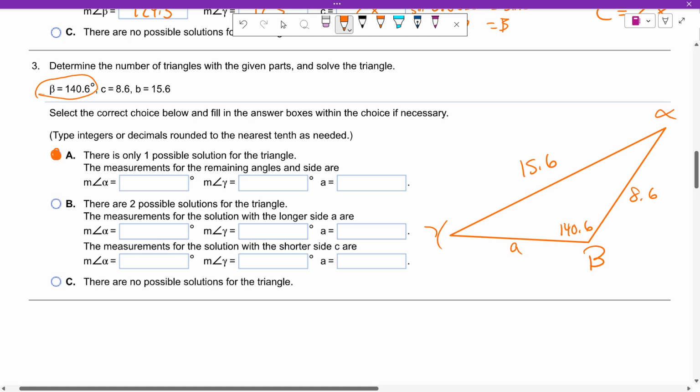And I solve away. Now, because I already have one obtuse angle, I can just do the law of sines and figure it out, just like we did the other day. Sine of 140.6 over 15.6 equals sine of gamma over 8.6. Cross multiply and solve. Take this times this divided by this, and then do inverse sine of your answer. So gamma equals how much?